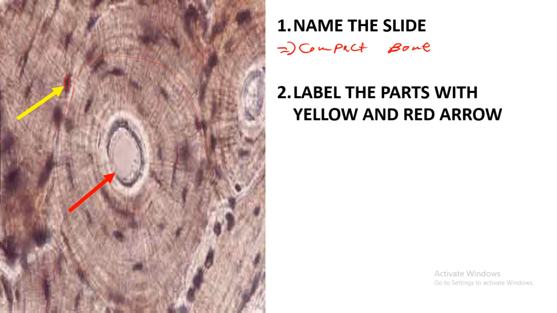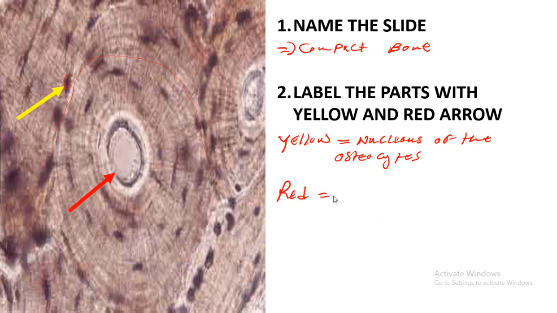So let's quickly go to 2. 2 is saying label the parts with yellow and red. If you look at yellow, yellow is simply the nucleus of the osteocyte. And then when you look at red, red is simply pointing on the Haversian canal. Okay, let's quickly move on and look at the next question.